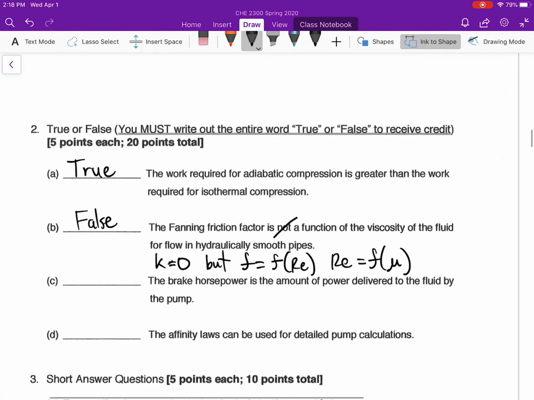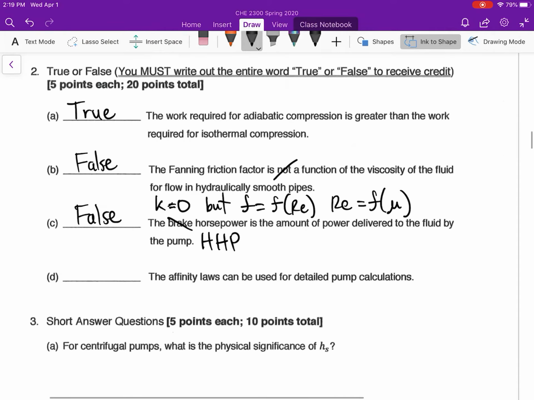Part C, the brake horsepower is the amount of power delivered to the fluid by the pump. That is false. Right? The brake horsepower is not the amount of power delivered to the fluid by the pump. That is the hydraulic horsepower. Part D, the affinity laws can be used for detailed pump calculations. That is false. The affinity laws should never be used for detailed pump calculations.